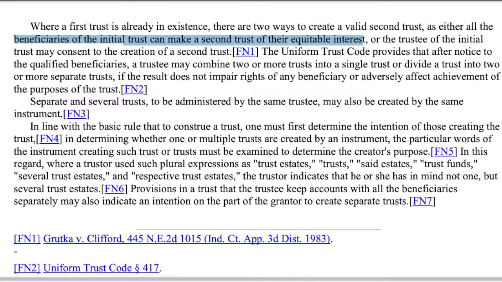Two ways. Either all the beneficiaries can make a second trust of their equitable interest, or the trustee of the initial trust may consent to the creation of a second trust. The Uniform Trust Code provides that after notice to the qualified beneficiaries, a trustee may combine two or more trusts into a single trust, or divide a trust into two or more separate trusts if the result does not impair the rights of any beneficiary or adversely affect achievement of, again, purposes of the trust.